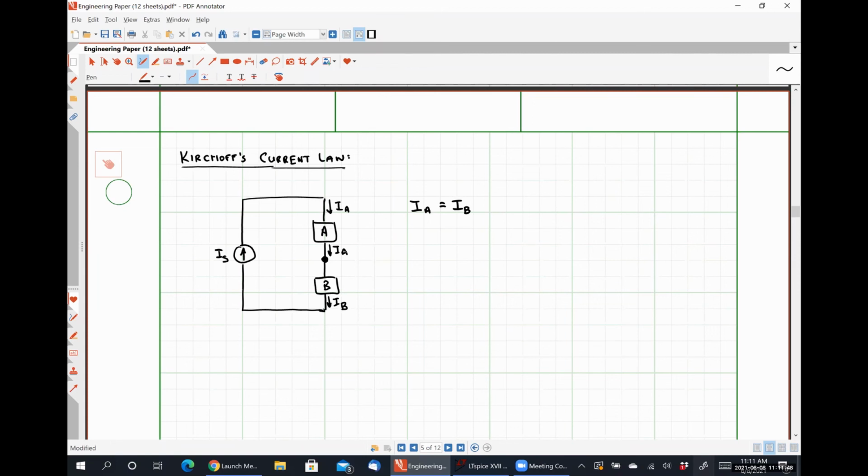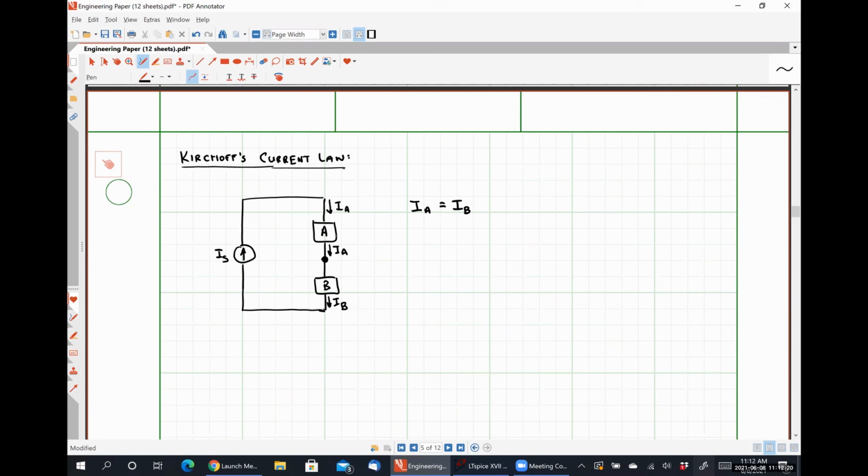This is fundamental to electrical engineering, and that is because of the law of conservation of charge. If more charge flowed in than flowed out, then that means that element A would be destroying charge, which we know can't be true. And similarly, if more current flowed out than flowed in, then that means charge is being created by element A, which would also violate the law of conservation of charge.